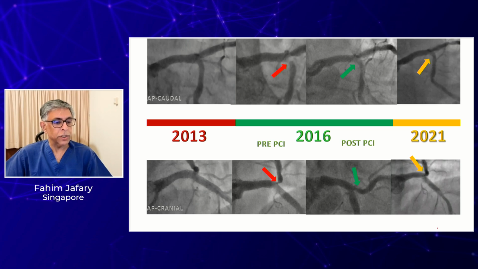Essentially, this is sort of taking you through the sequence, going from 2013 all the way on the left to his PCI in the middle in 2016, and then 5 years later on angiography, as well as physiology and anatomy, the ostial circumflex still looked pretty reasonably good. And at this point, we just continued to treat him medically.